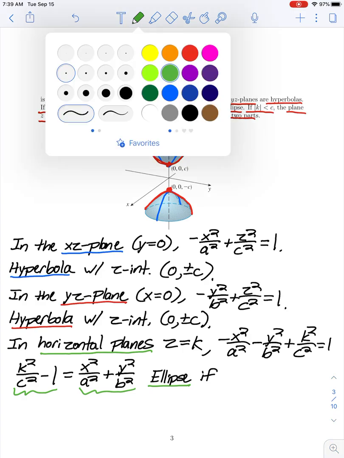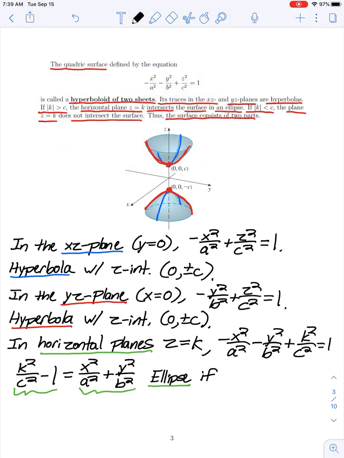So we have an ellipse for our trace as long as k squared over c squared minus 1 is non-negative. So that is if k squared over c squared is greater than or equal to 1, which means that k squared has to be greater than or equal to c squared. We're taking the square root of both sides. The magnitude of k has to be greater than or equal to c, where we're assuming here that c is a positive constant.